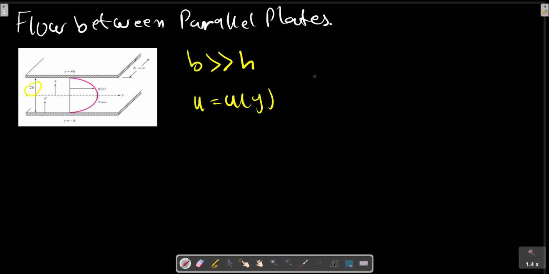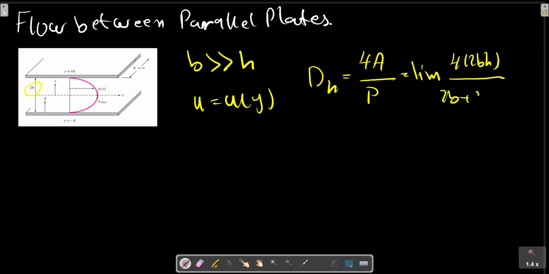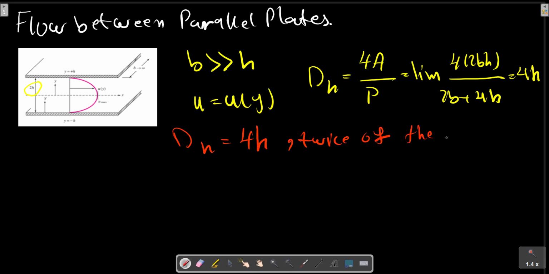The hydraulic diameter is twice the distance between the plates. So let me write again, the hydraulic diameter is 4H, twice the distance between two plates.